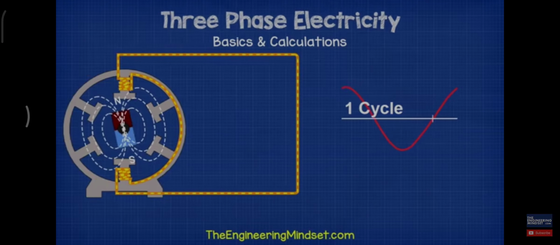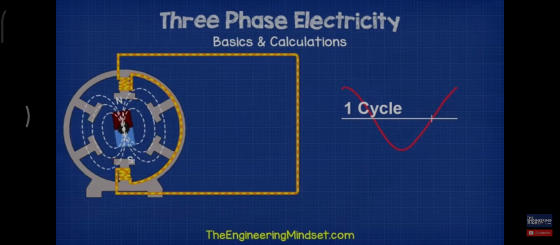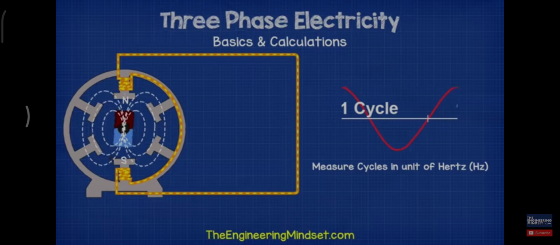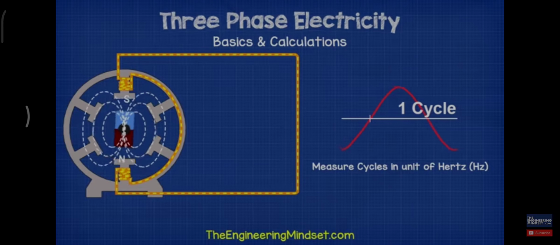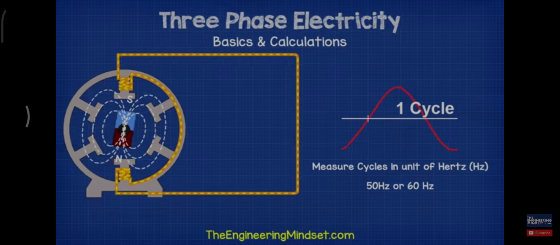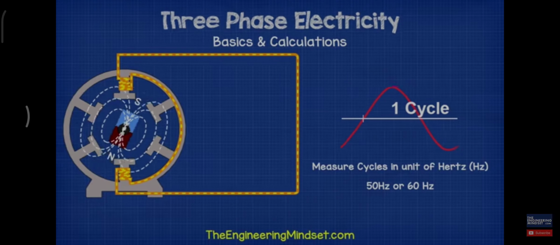When the magnet completes one full rotation, the electrons will have moved all the way forwards and then all the way back to their original position. We call this a cycle. We measure cycles in the unit of Hertz or Hz. If you look on your electrical devices, you'll see either 50 Hz or 60 Hz. That's the manufacturer telling you what type of supply the equipment needs to be connected to.